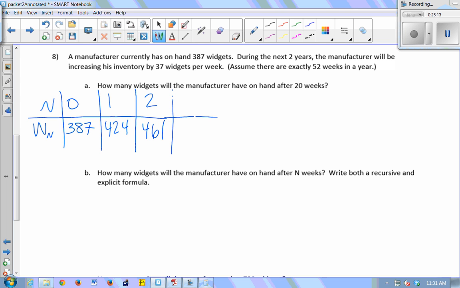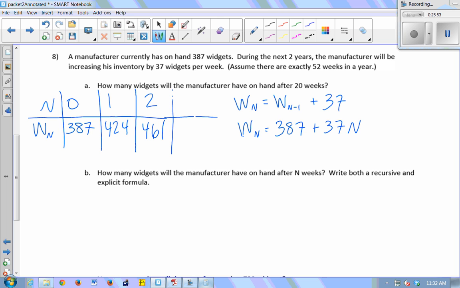All right, so W sub n recursively is going to be the number of widgets I had the week before, which is W sub n minus 1, plus how many? 37, yep. And my explicit formula would be what? 387 plus 37n, because n is number of weeks. So we have 387 widgets plus 37 widgets each week for n weeks.